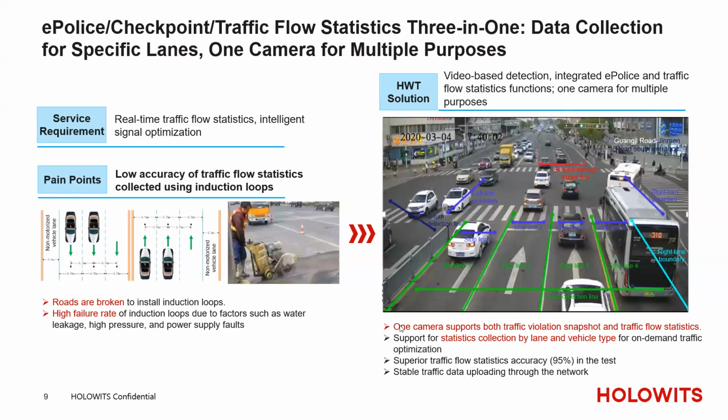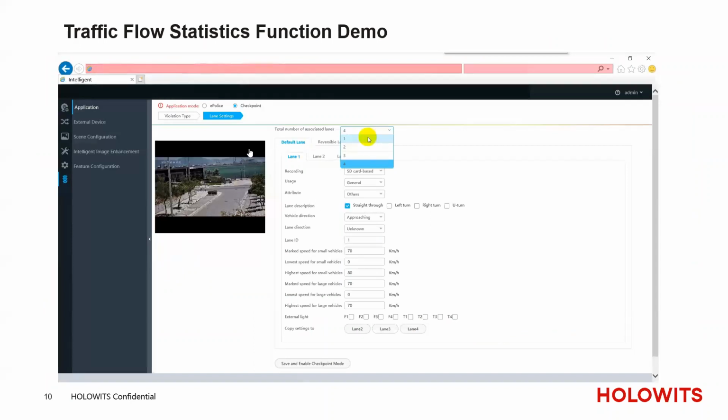Which means that you can set one camera on the road and it detects several behaviors, several functions, like the pedestrian crossing, or the U-turn violation, or the illegal U-turn, or crossing the line, or going straight on the red light. So this kind of functions at the same time. You can see here, this is the traffic status function demo.